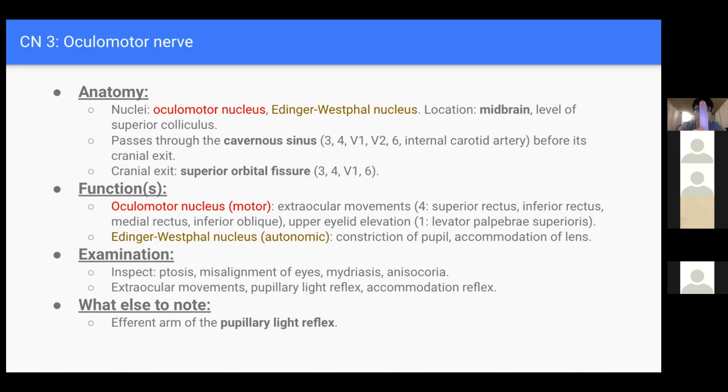The accommodation reflex, essentially, you ask them to look at your finger, you bring it close to their eyes, and as their eyes converge to look at the near object, their pupils should be constricting. And what else to note? Well, it's the efferent arm of the pupillary light reflex.